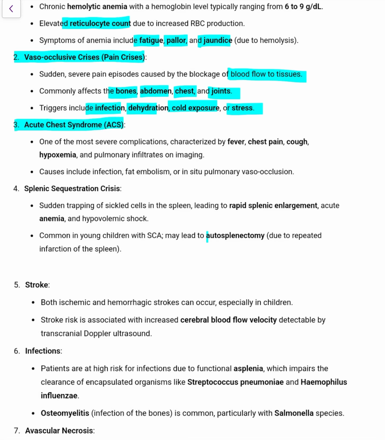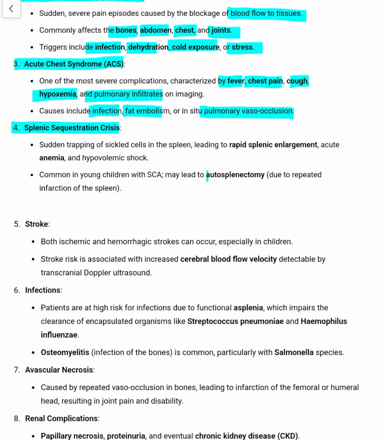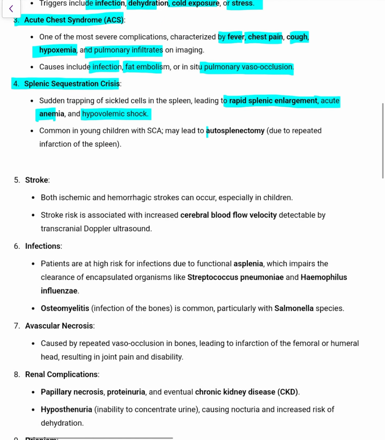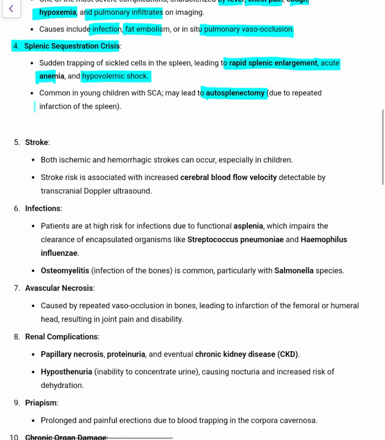Next is acute chest syndrome. It could be because of infection, fat embolism, or pulmonary vaso-occlusion also. Any reason can be there. And the patient will present with what? Fever, chest pain, cough, hypoxemia, pulmonary infiltrates, dyspnea, etc. Next is splenic sequestration crisis, because there is a sudden trapping of a lot of sickle cells in the spleen, leading to splenomegaly, acute anemia also, and hypovolemic shock. So this we have to manage very carefully with hydration. Okay, even this can lead to autosplenectomy, especially in young patients, because of repeated infarction of the spleen.